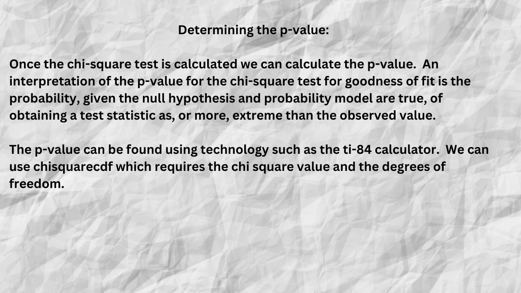An interpretation of the p-value for the chi-squared test for goodness of fit is the probability, given the null hypothesis and probability model are true, of obtaining a test statistic as or more extreme than the observed value. The p-value can be found using technology such as the TI-84 calculator. We can use chi-squared CDF, which requires the chi-squared value and the degrees of freedom.